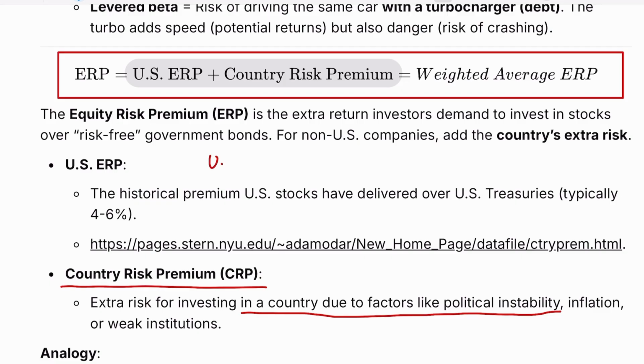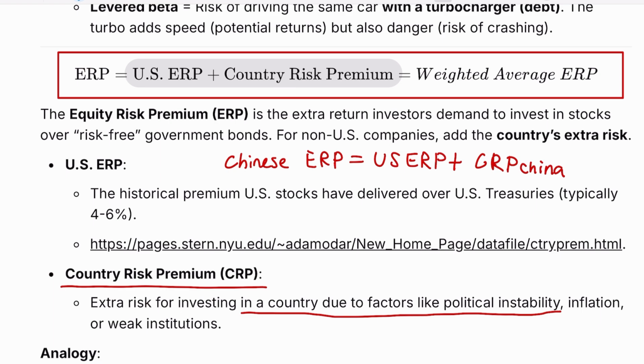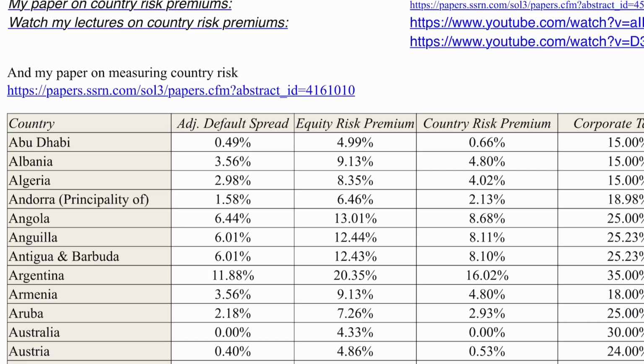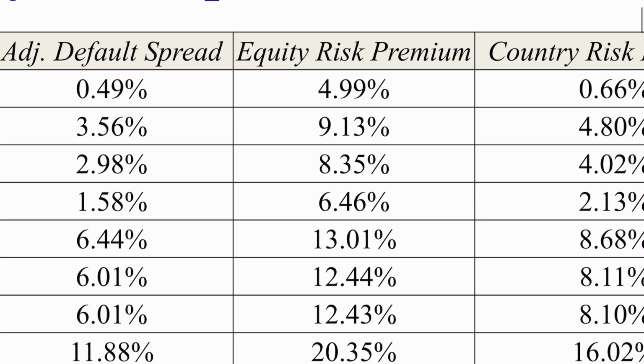For example, the Chinese ERP is just equal to US ERP plus the country risk premium of China. And the UK ERP is just equal to US ERP plus the UK country risk premium. As we can see here, for each country there is an equity risk premium as well.